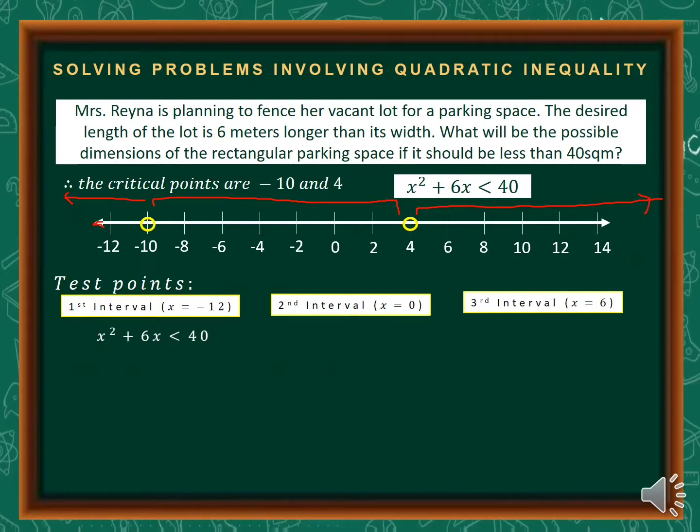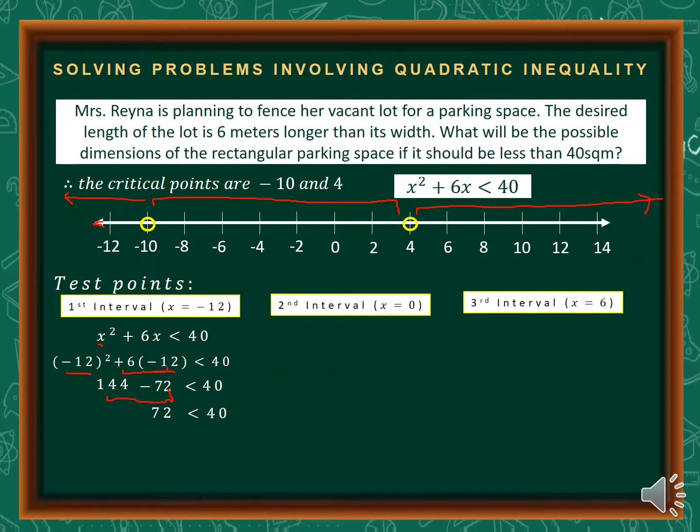Let us test. If x is negative 12, so therefore, this is our quadratic inequality. So, we will just substitute. Instead of writing x, we will write negative 12. Negative 12 squared plus 6 times x is negative 12 again, so less than 40. Negative 12 squared is 144. Negative 12 times negative 12 is equal to 144. And positive 6 times negative 12, the answer is negative 72, less than 40. 144 minus 72 is equal to 72, is less than 40. 72 is less than 40.